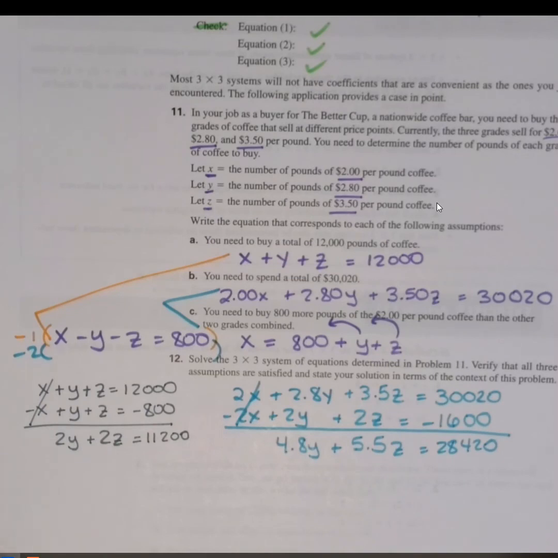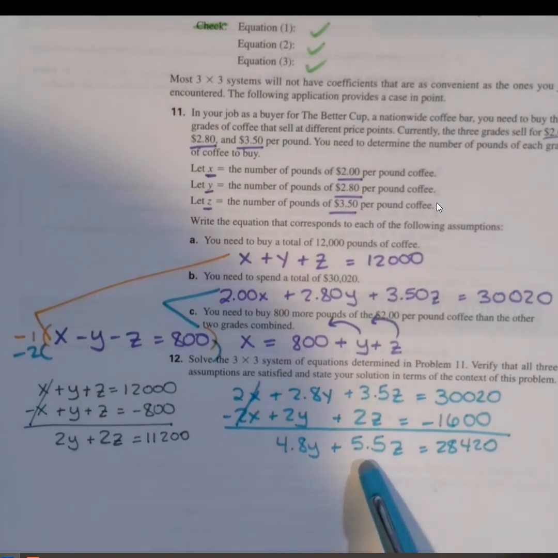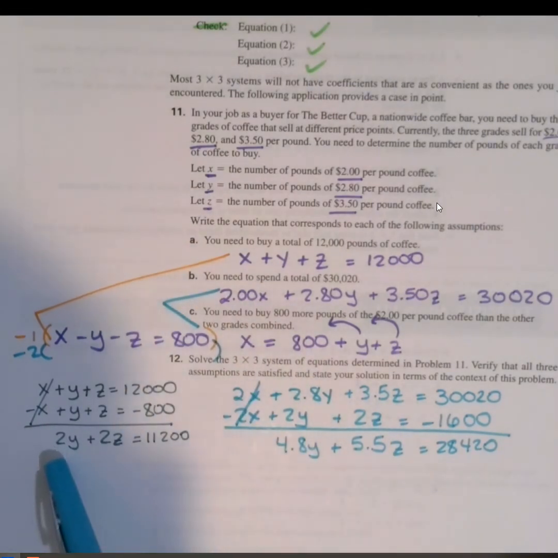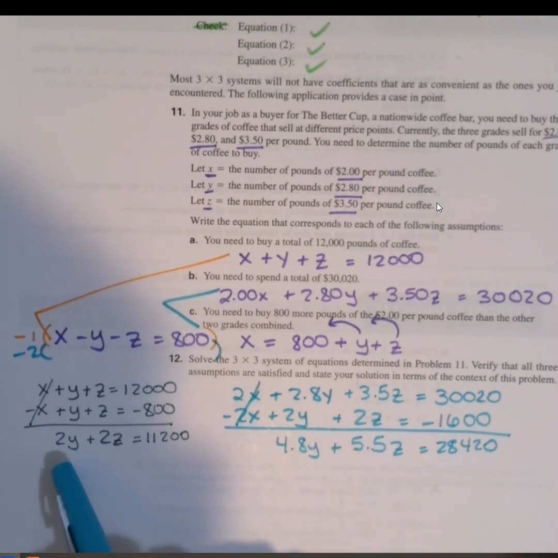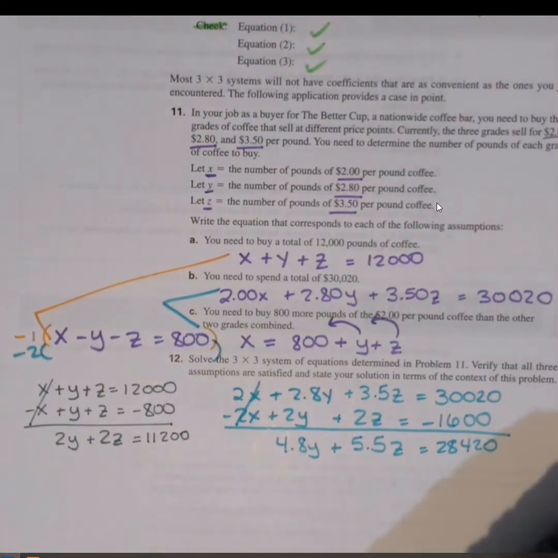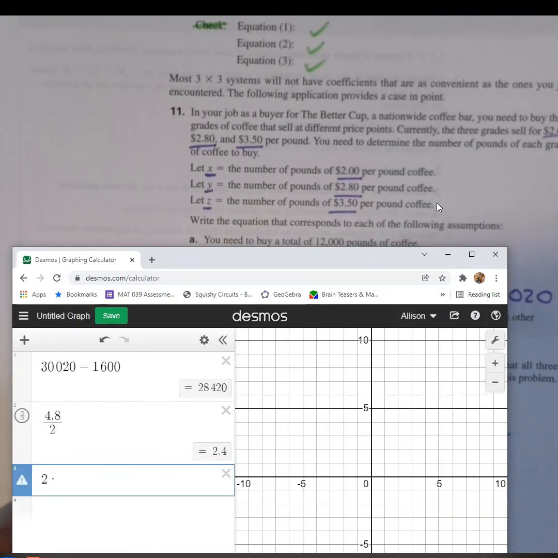Okay. All right. Now I've got to work these 2 together. So if I'm looking at 2y and 4.8y, 2z and 5.5z, is there a number that I can multiply 2 by to get to 4.8? I don't know, but I think so. I think I could, 4.8 is kind of even. Can't really use the word even for decimals, but it looks like if I multiply 2 by 2.4, I will get to 4.8.